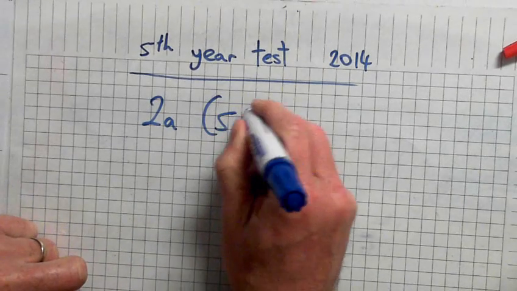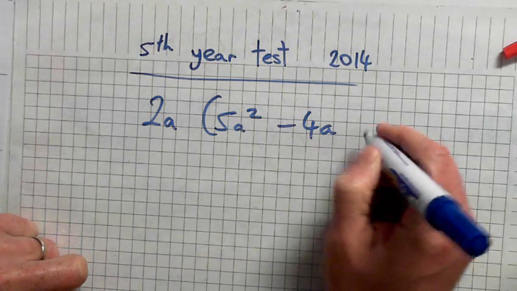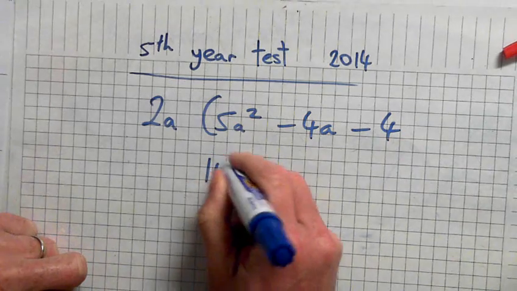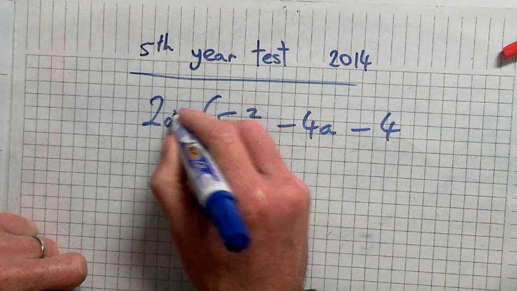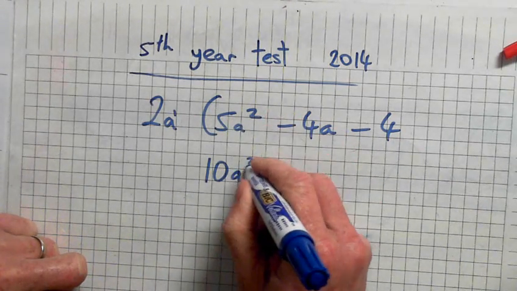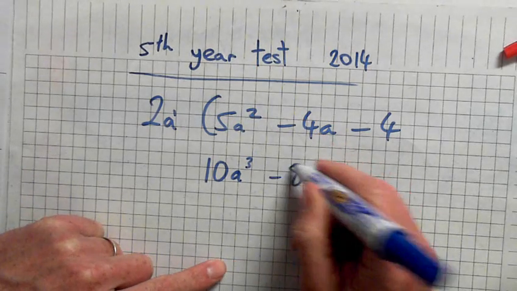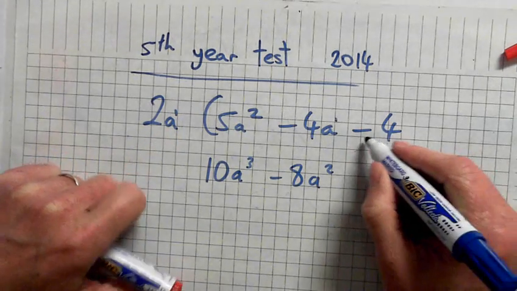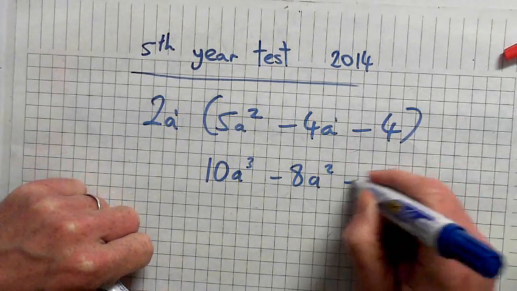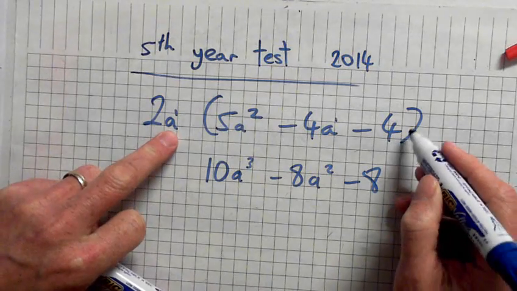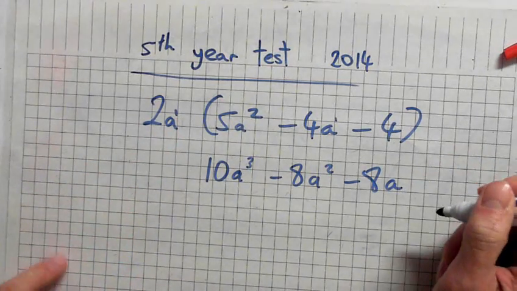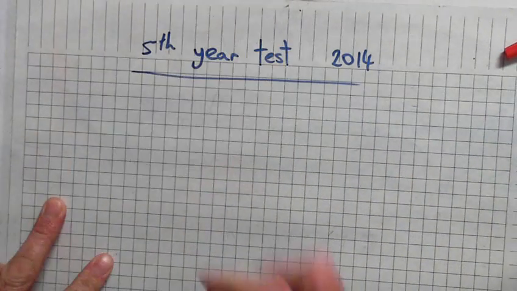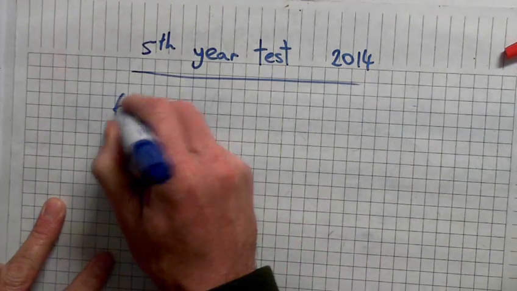2a times 5a squared minus 4a minus 4. So first of all, double this, 10, and a to the power 1, a to the power 2, a to the power 3. Double this, minus 8, a to the power 1 and a to the power 1, a squared. Double this, minus 8, and a to the power 1, just a. So that was question 6 part 1A.